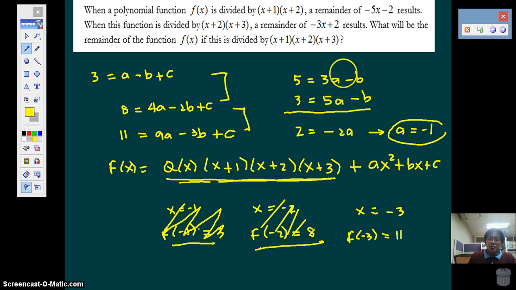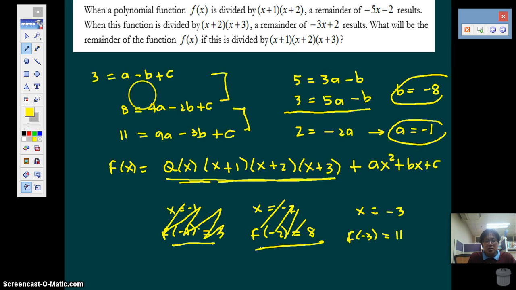Now to get b, just use any of the two. So anyway, you have negative 1 as your a, and 3 times negative 1, that's negative 3. So 5 equals negative 3 minus b. That means 8 is negative b, or b equals what? 8 is negative b, or b is negative 8. Let's check that. Negative 3 plus minus negative 8, that'll give you 5. So this is correct. b is negative 8.